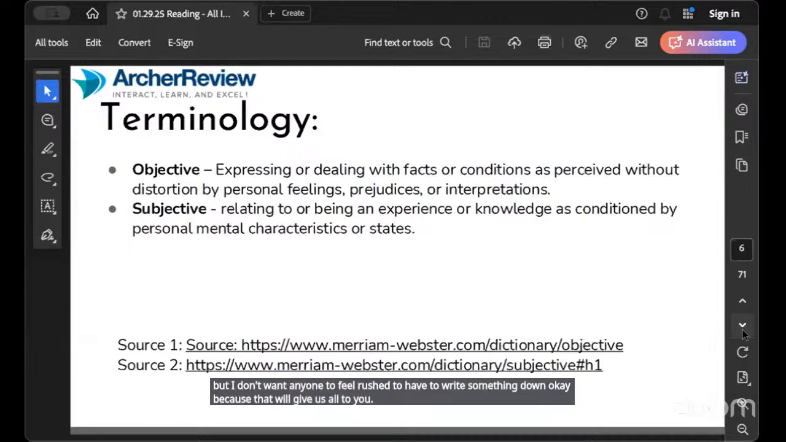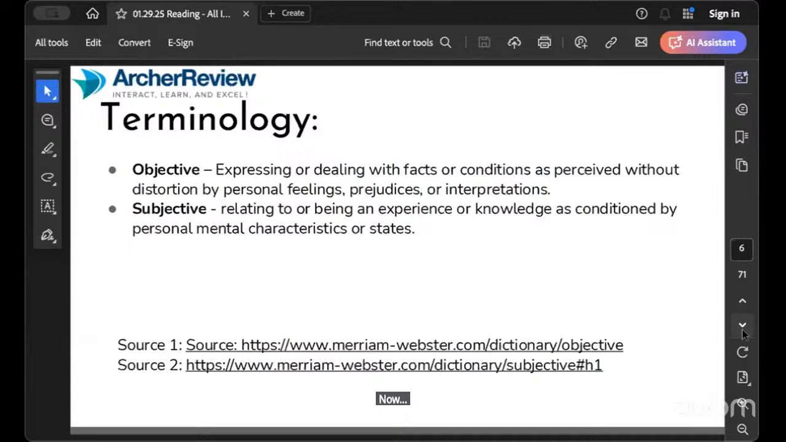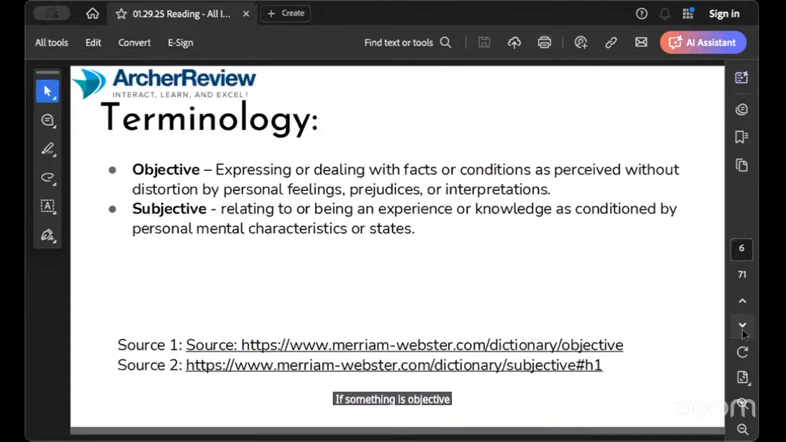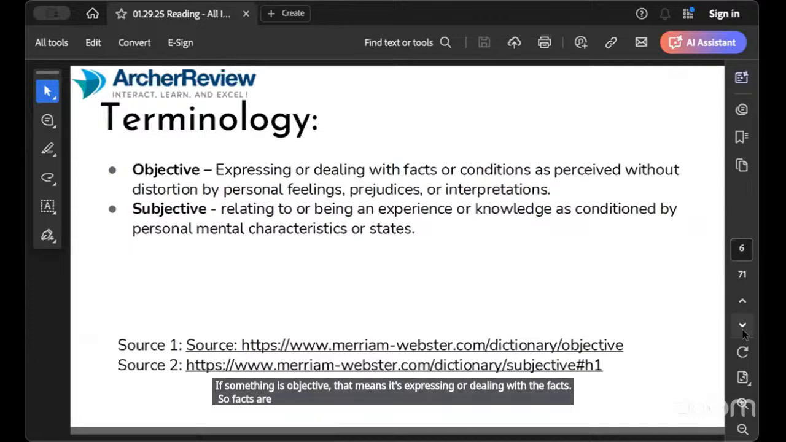Now, with fact versus opinion, terminology that you need to make sure that you understand for questions is what objective versus subjective means. If something is objective, that means it's expressing or dealing with the facts. So facts are objective. It is conditions that are perceived without a distortion by personal feelings, prejudices, and interpretations. So just remember, facts equal objective.